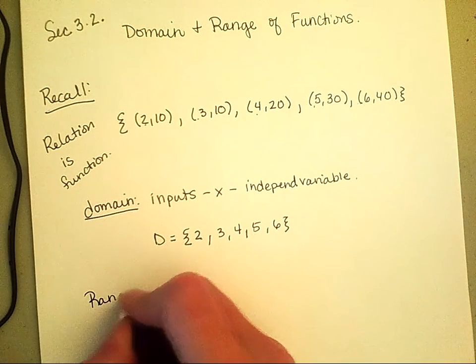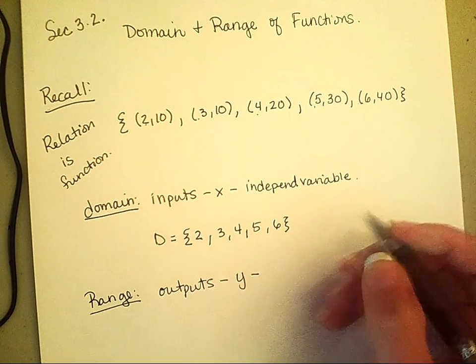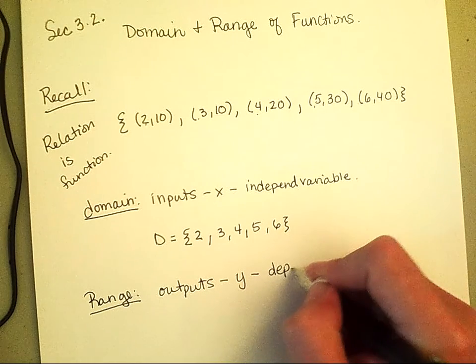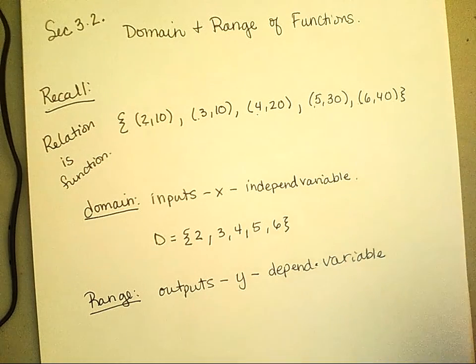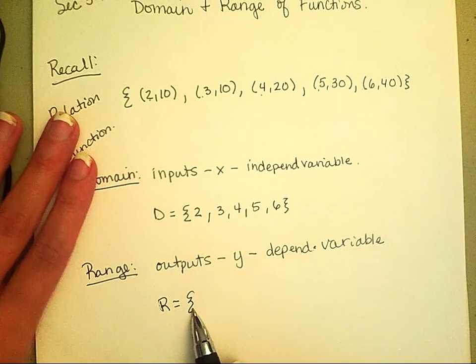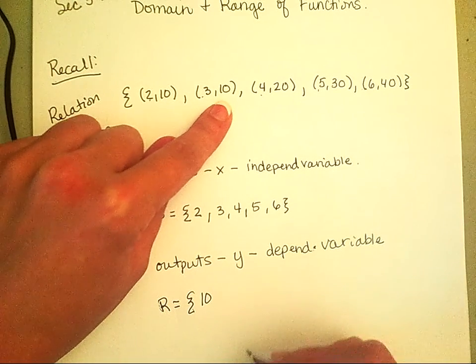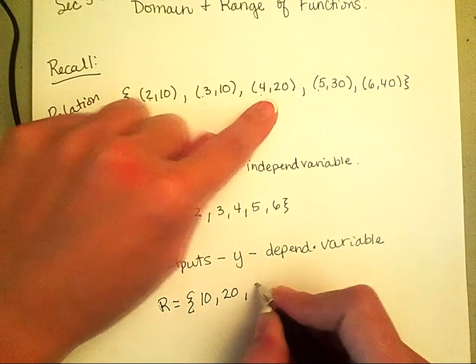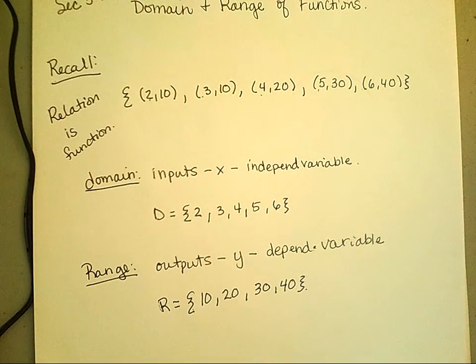Where the range was the outputs, usually denoted by y, and that's also called the dependent variable. So in this set, our range, it is a set, that's why I'm opening the braces. 10 is in there. We don't have to list 10 twice. We could, but we don't have to. And then 20, 30, and 40. That's how we can do that. And so it's very easy when we're dealing with a set of ordered pairs.